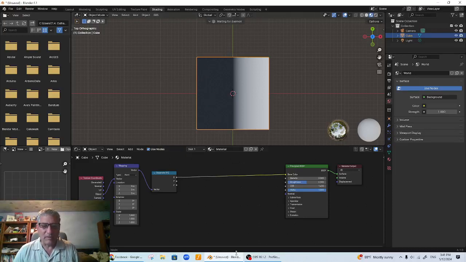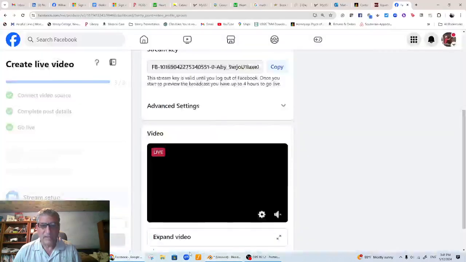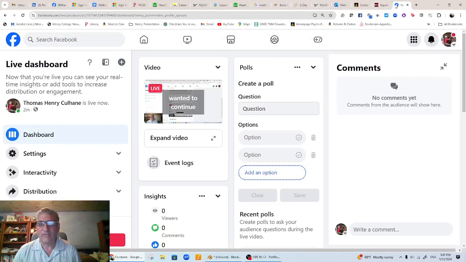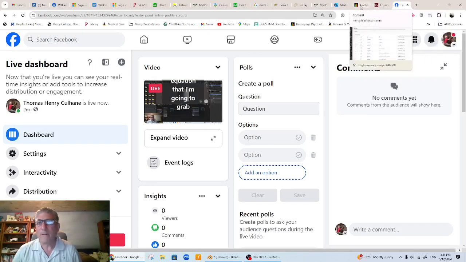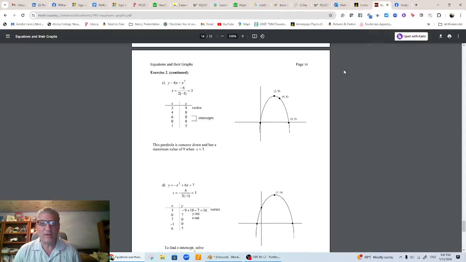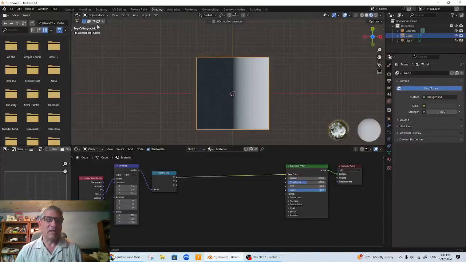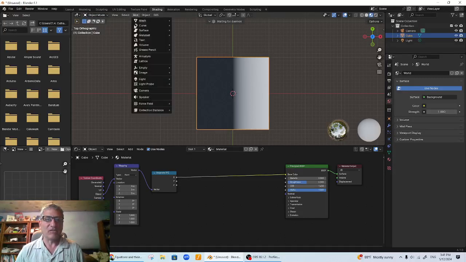So what I want to do is try an equation that I'm going to grab from this equation set. I'm going to try to get this upside down parabola, which is y equals 6x minus x squared. So let me do what I always do and add a grease pencil so I can write some stuff in here.